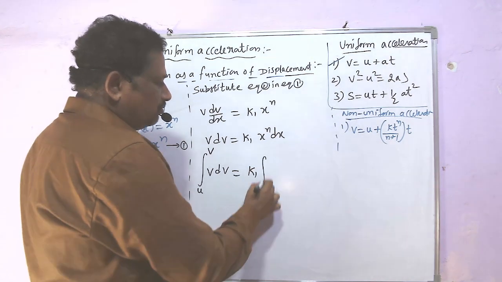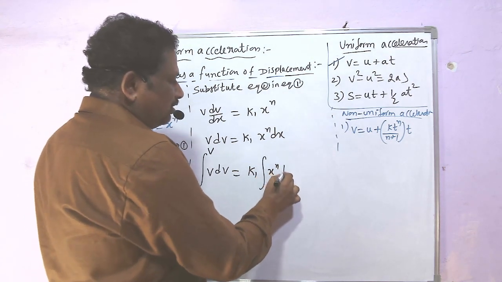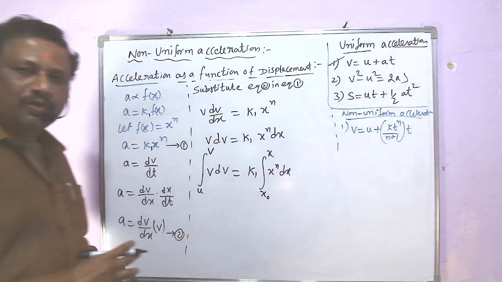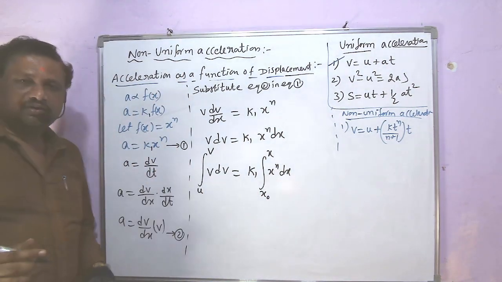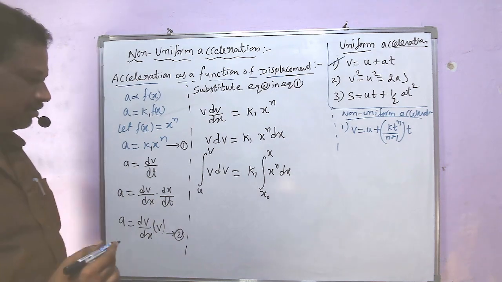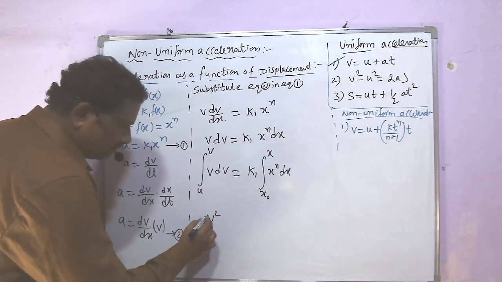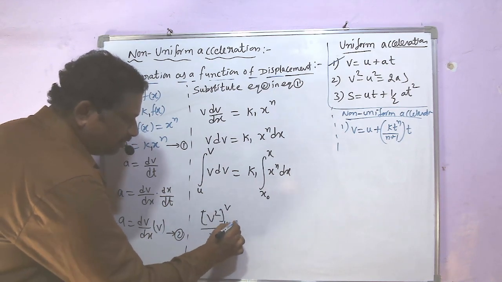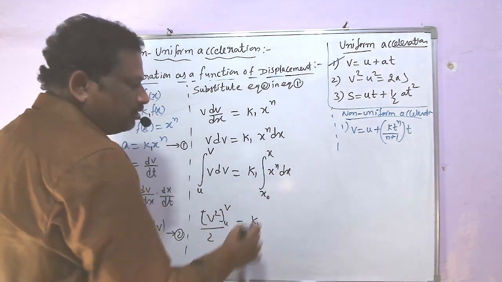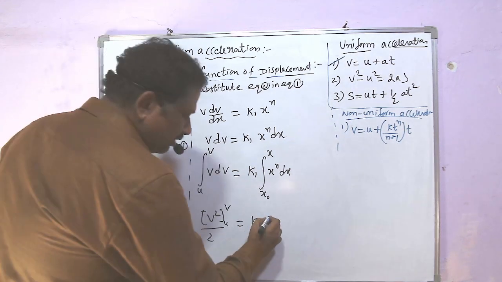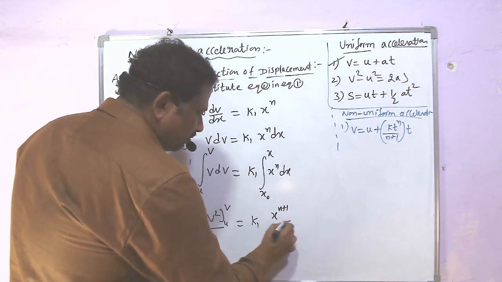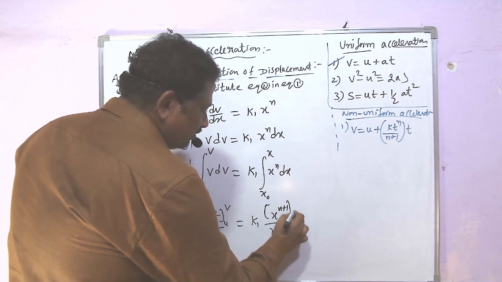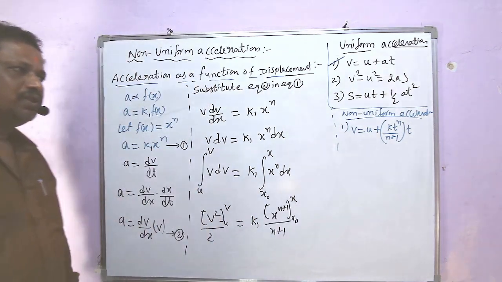Now substitute the limits. Upper limit minus lower limit. v square minus u square by 2 is equal to k1 by n plus 1, you take out, x power n plus 1 minus x naught power n plus 1. Okay, clear? Now this 2 you send to that side. So v square minus u square is equal to 2 into k1 by n plus 1.